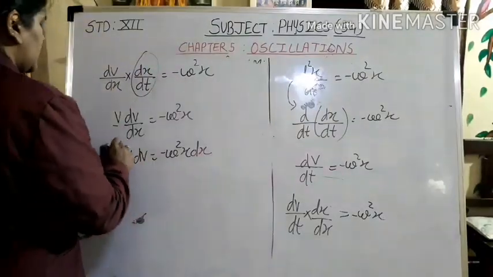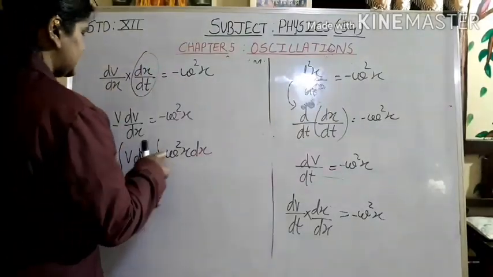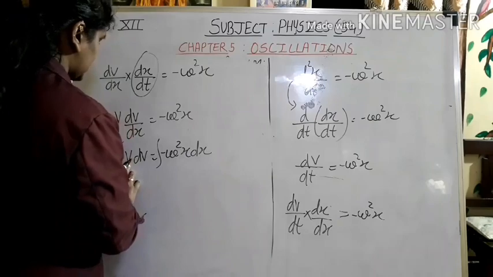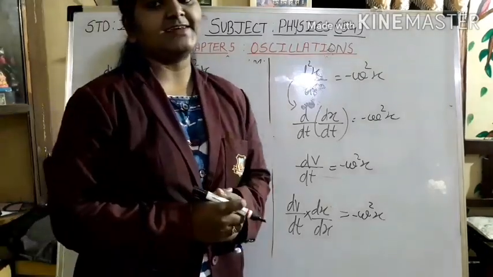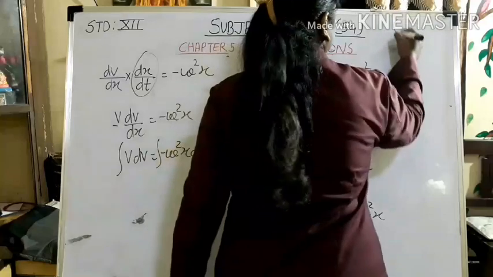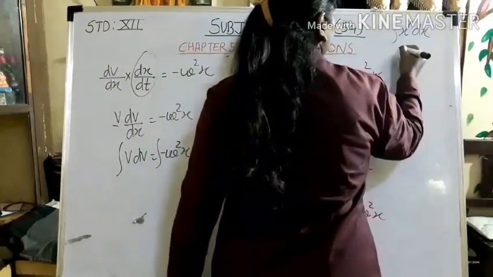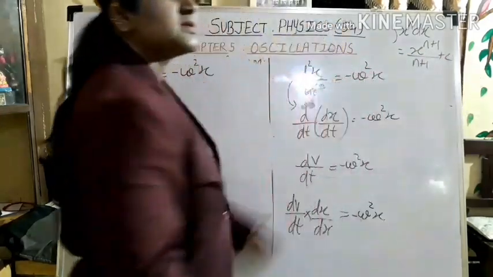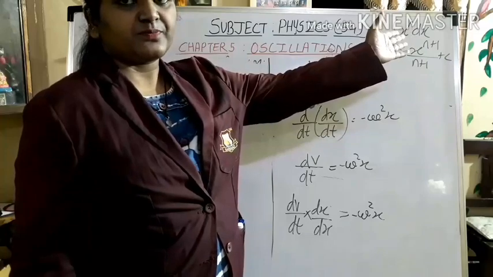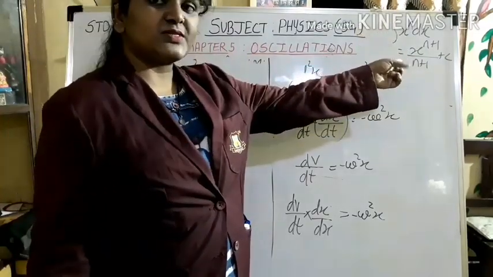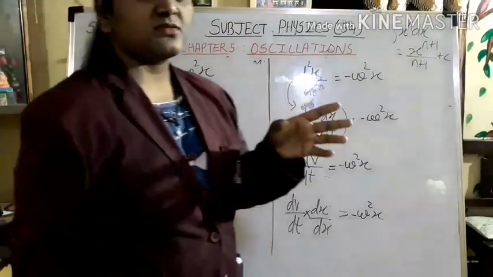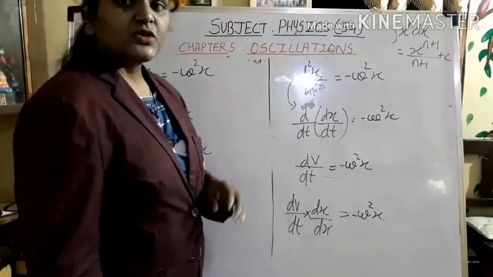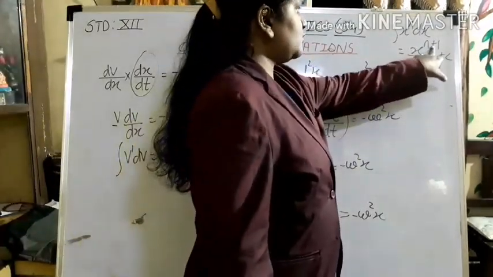So by integrating, what I will get, this omega square is nothing but the constant term, so I can take it outside the integration sign. Now I have to know the integration of basic terms, such as integration of x raised to n dx, which is nothing but x raised to n plus 1 divided by n plus 1 plus c. This is the basic integration formula, and we are going to use that over here. Instead of x, we are having v over here, so v raised to 1 is there.